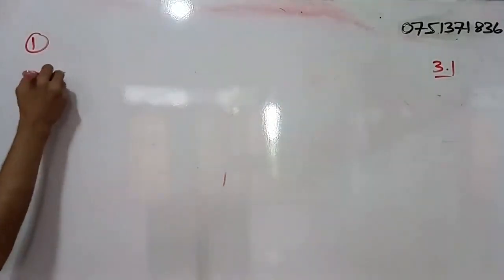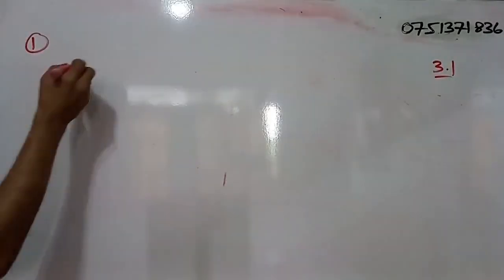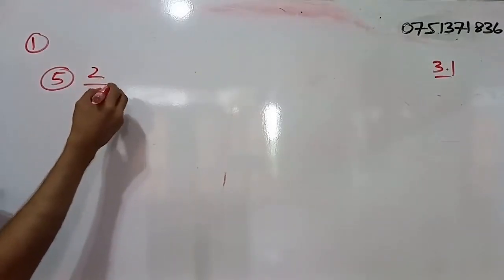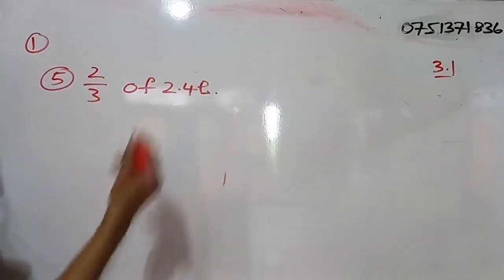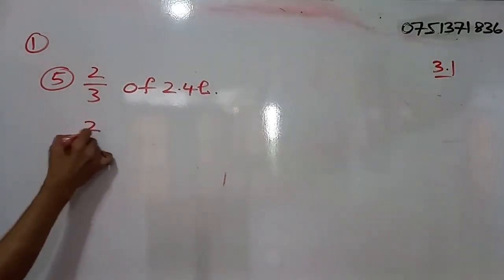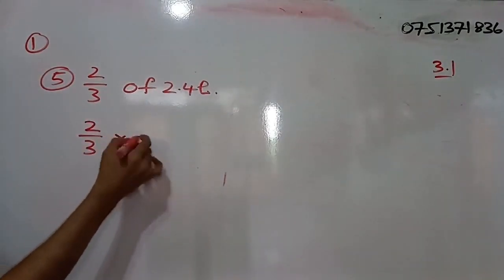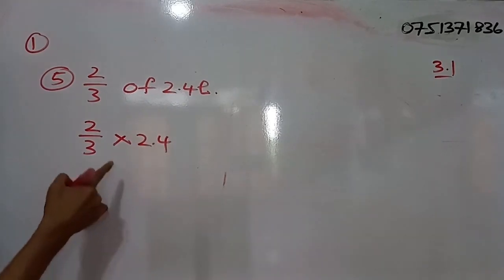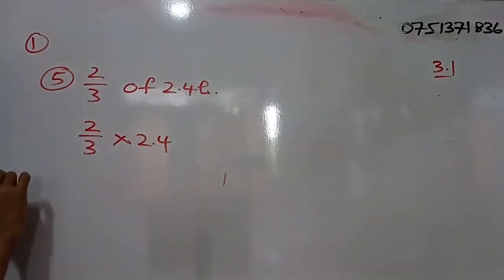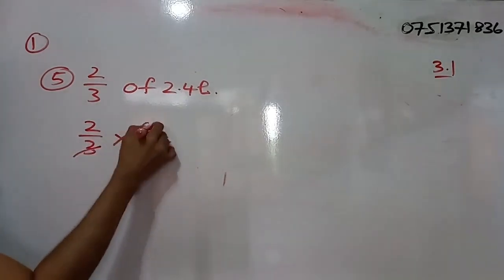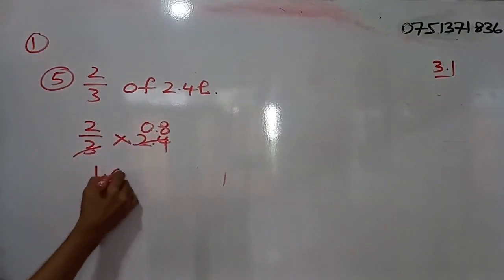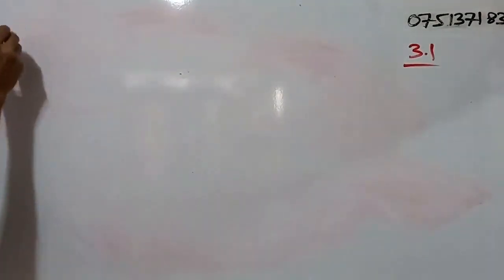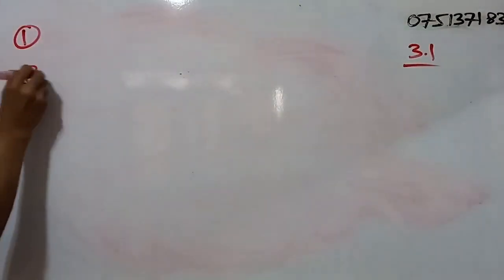Part 5, what do we have? 2/3 of 2.4 liters. So 2/3 multiplied by 2.4. When we divide 2.4 by 3, what is it? 0.8. 2 into 0.8, what is that? 1.6 liters.